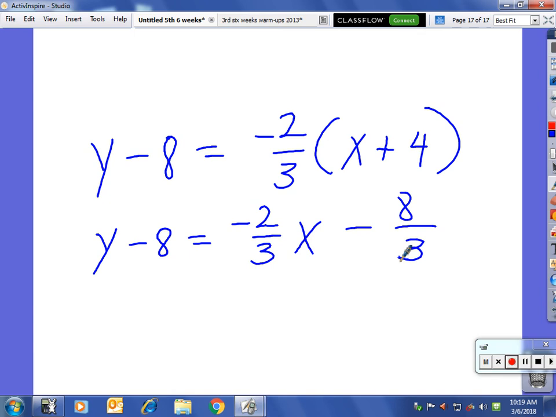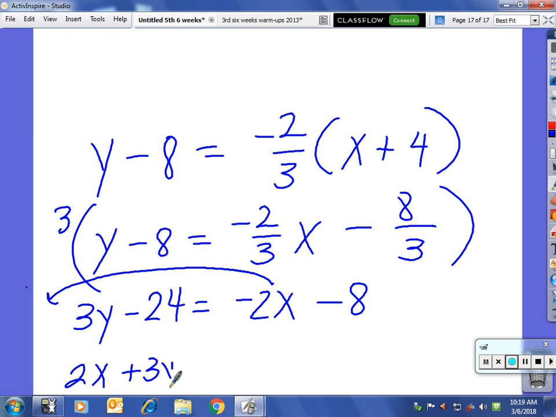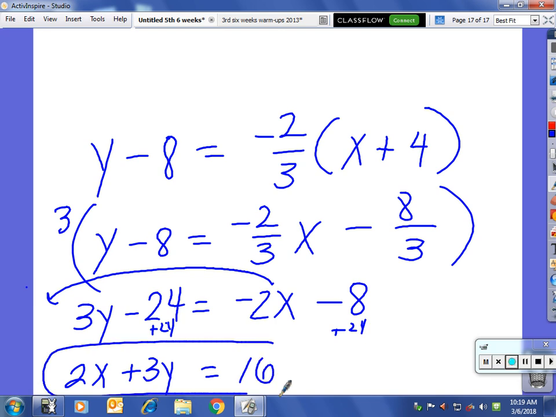Now let's get rid of the fraction. Multiply everything by 3. Then you would get 3y minus 24 equals negative 2x minus 8. Now move the negative 2x over here. It's going to become positive 2x plus 3y. What do I have to do to this negative 24? I have to move it to the other side by adding 24. So, yeah, and we're done. That's it.